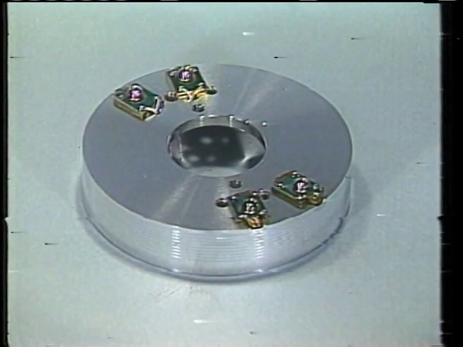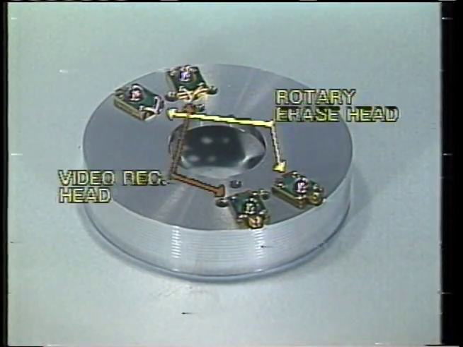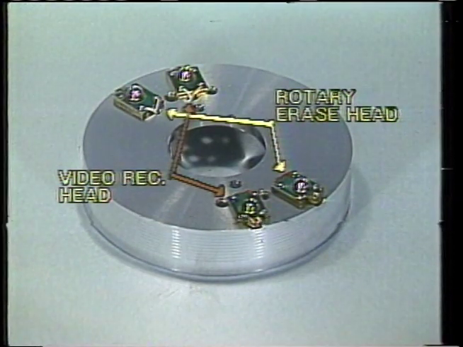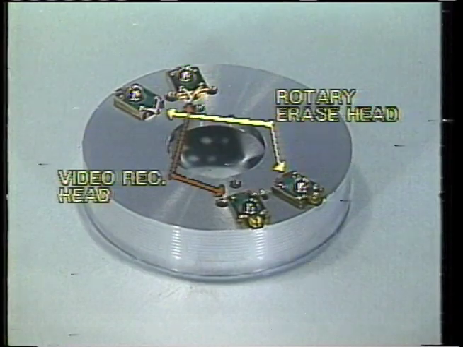An erase head is fitted to the drum a little in front of the video head for erasing across the width of the video track. This is called a rotary erase head.